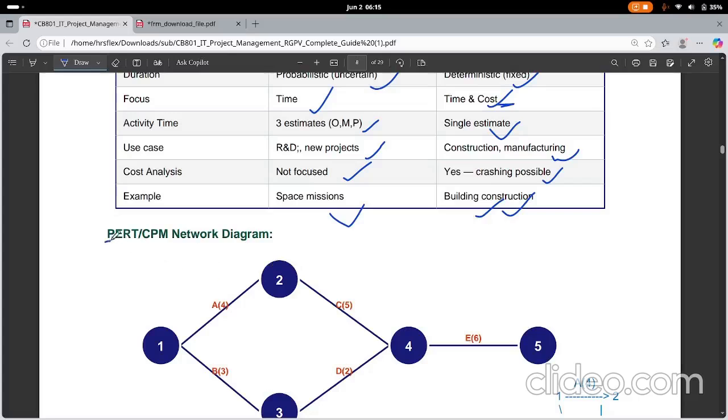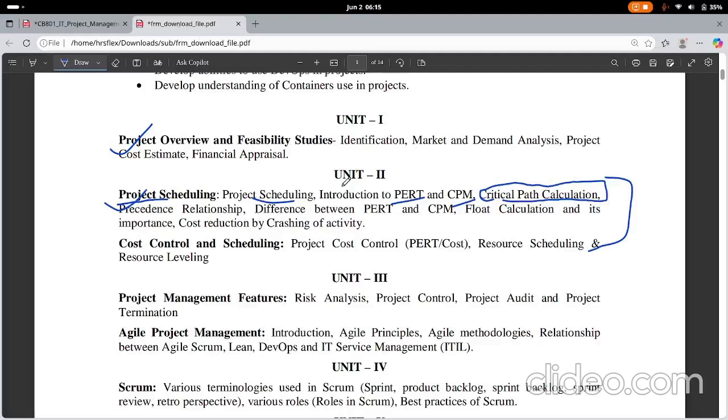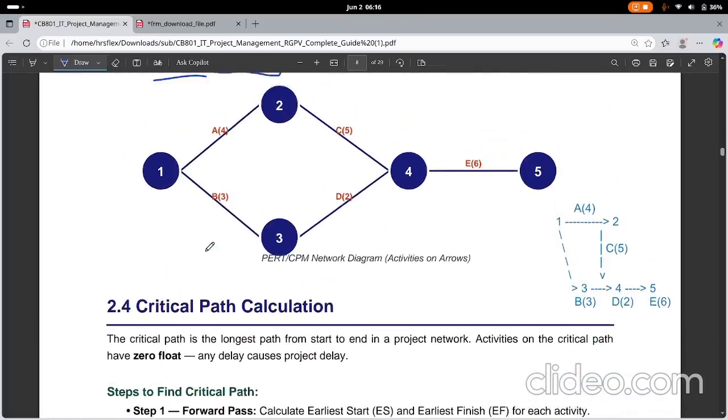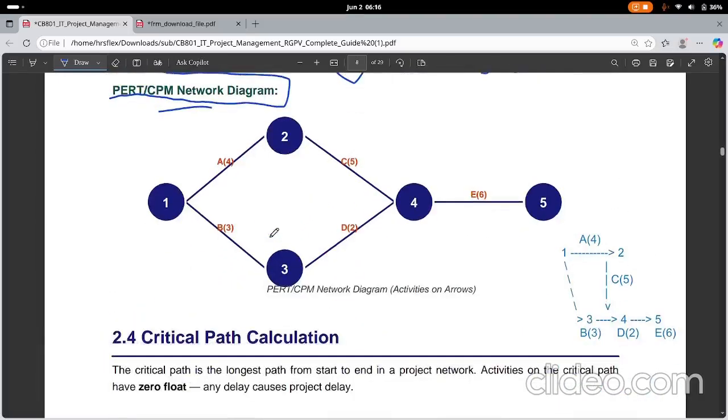Now what about the PERT and CPM network diagram? Let's move to the syllabus. You have seen we have done the introduction of CPM and PERT. Now we are moving to the critical path calculation. Okay, let's move. This is a type of network diagram. If you see, it has activities and so on. This is also a supporting graph, nothing else.